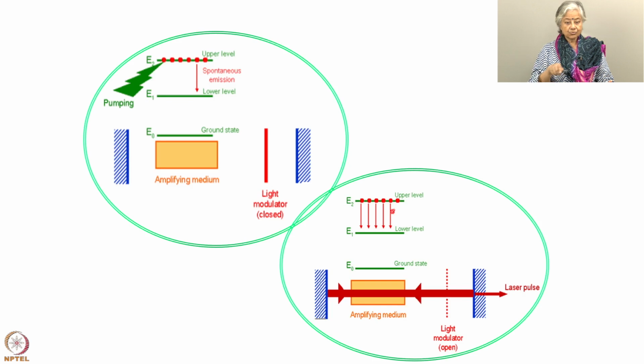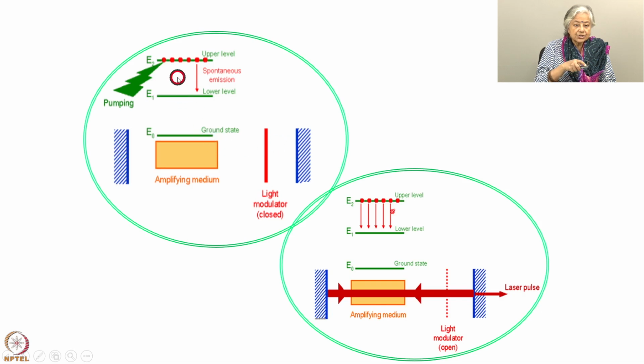How do I get it? If you see the lasing part, I have just given schematically: this is a laser, this is the amplifying medium, and these are the two end mirrors. Just schematically shown, they need not be plain, they can be curved or anything according to your design.